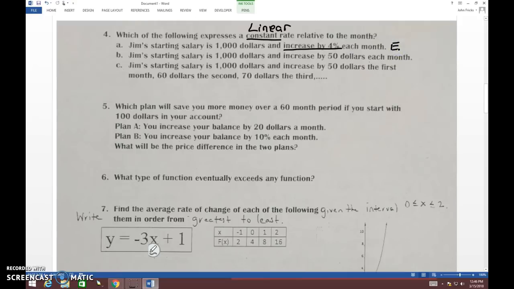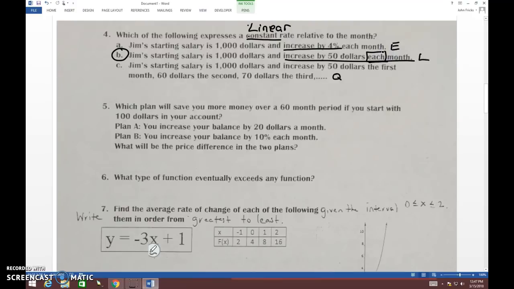Next, it says that it increases by $5 each. Each is the key word there. That is linear. And then the last one, we've got a bunch of numbers. This actually looks like it's going to be quadratic. So the one that's going to be constant has to be linear. So the linear choice in this problem would be B. Remember that linear is described using the word each, per, or every.